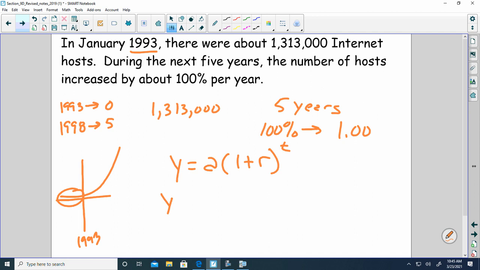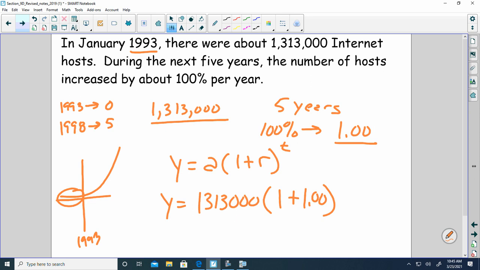So let's plug this in and figure this out. Our a value is this, 1,313,000, times 1 plus this, 1.00, raised to the 5, and that's the math that we're going to do. Now, do I really need 1.000 or 1.00? No. So this could clean up to look like this. And our calculator is going to handle something like this pretty easily.